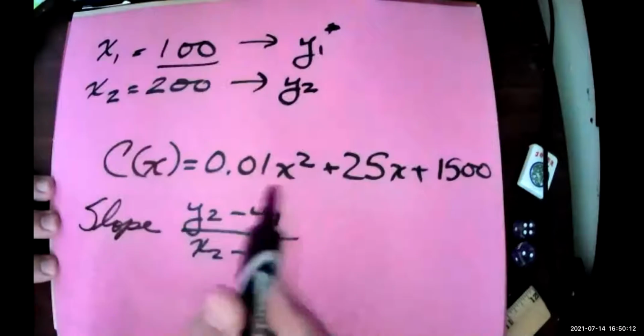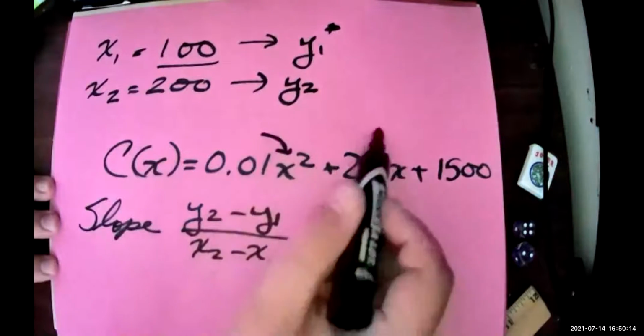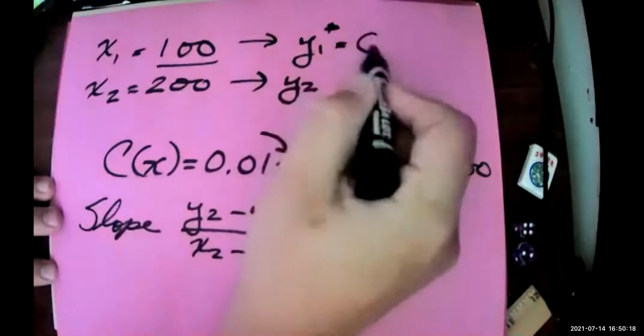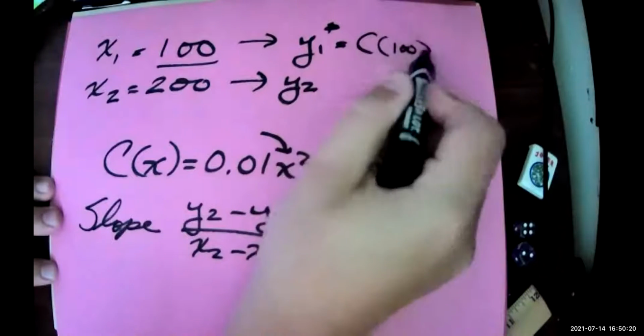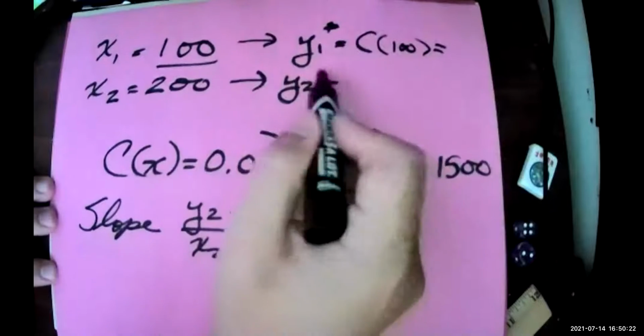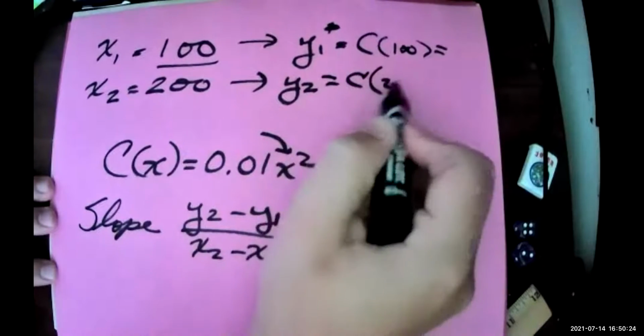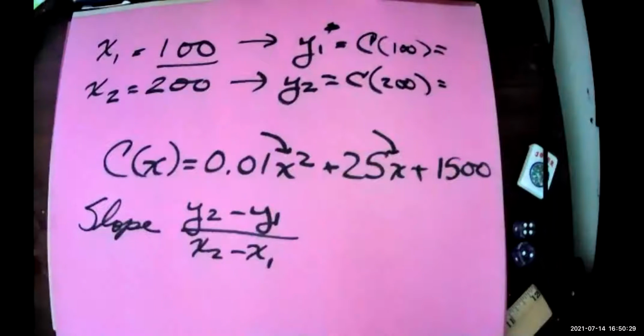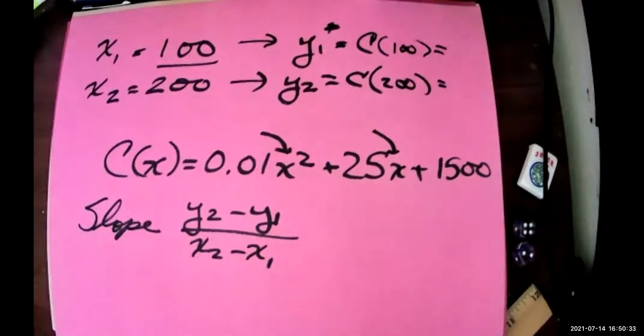Well, if I take 100 and put it right here and find c of 100, and here if I find c of 200, then I'll have my answers. This is a little bit ugly to do with a calculator. I'm going to use Desmos to get this because it'll be quick and painless if I use Desmos. Let's go into Desmos and put it in that way.